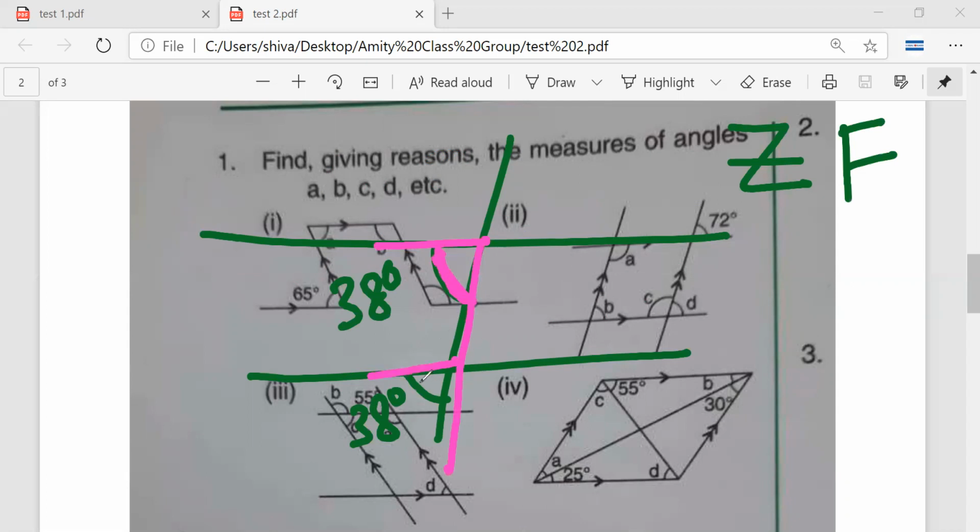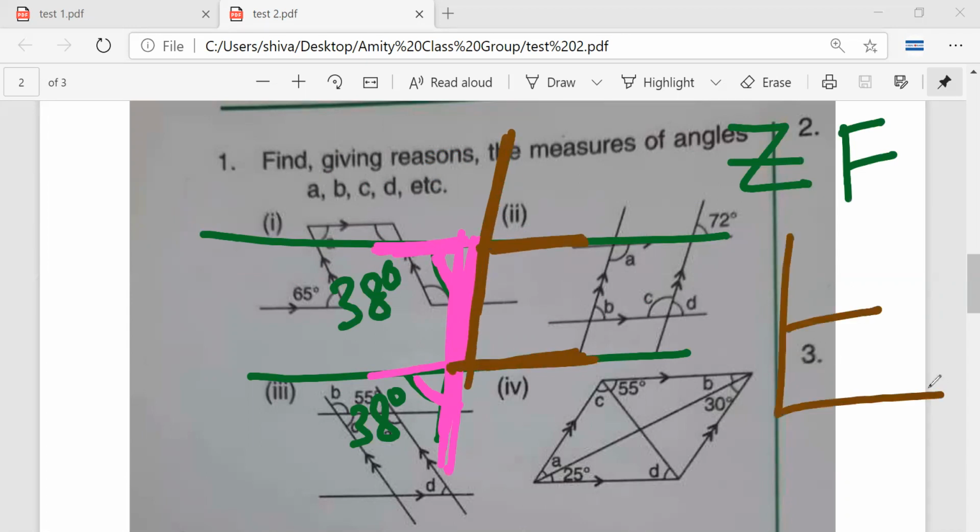Okay, this angle and this angle. So look for F. So this is the F. You can also make this an F, this and this. This is an inverted F. This is an F like this. So if this is F, then again this angle would be equal to this angle.